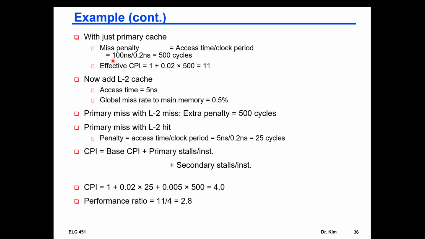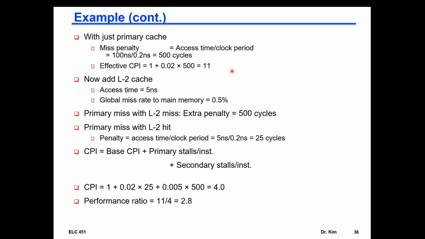We said that the frequency of the processor is 5 gigahertz, so the cycle is 0.2 nanoseconds, and the access time of the DRAM is 100 nanoseconds, so that would be 500 cycles. So the penalty is 500 cycles. So the effective CPI, or the effective performance, is 11. That means that a 5 gigahertz processor is really performing more like a less than 500 megahertz processor. So the performance degradation is more than 10 times.